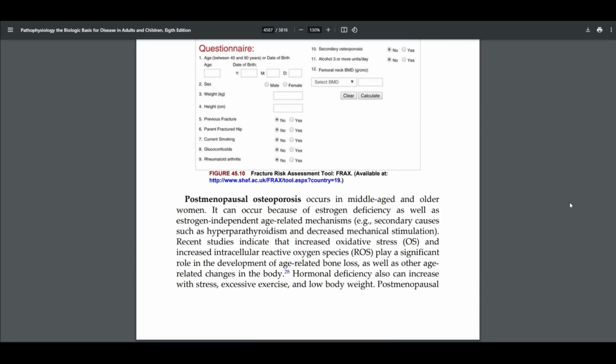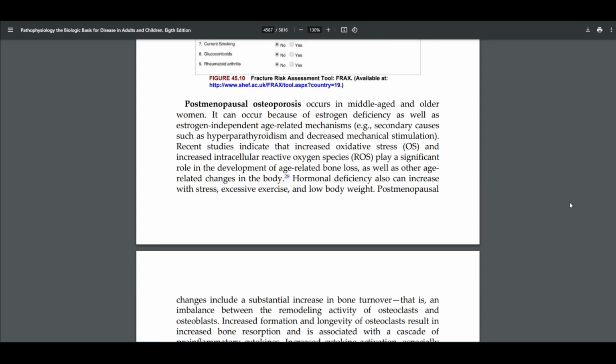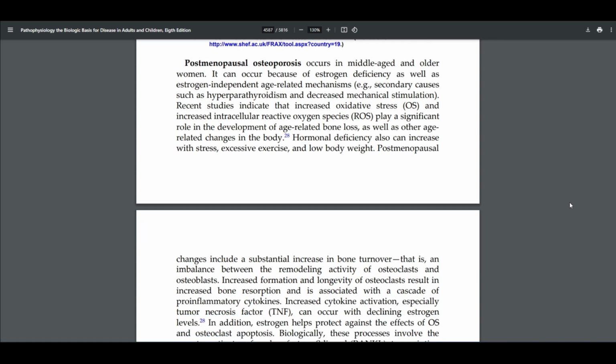Postmenopausal osteoporosis occurs in middle-aged and older women. It can occur because of estrogen deficiency, as well as estrogen-independent age-related mechanisms. Recent studies indicate that increased oxidative stress and increased intracellular reactive oxygen species play a significant role in the development of age-related bone loss, as well as other age-related changes in the body. Hormonal deficiency also can increase with stress, excessive exercise, and low body weight.